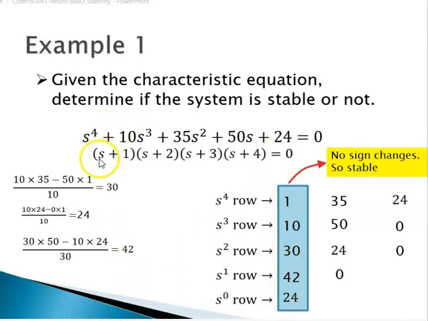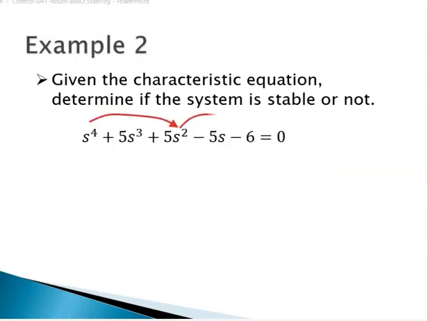In fact, if you solve for the roots, you see that minus 1, minus 2, minus 3, minus 4 are the roots. Because all of them have negative real part, the system is stable. Let us look at another example. Again, it's a fourth order system.